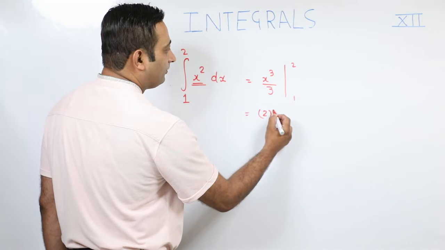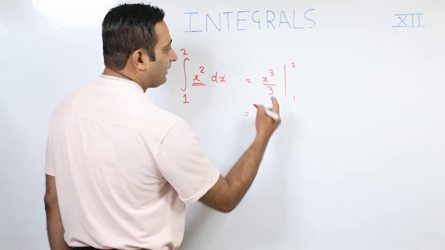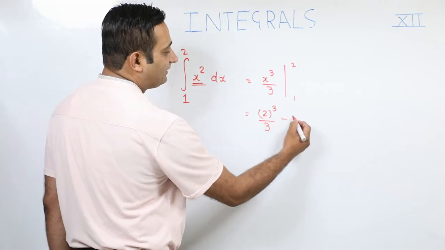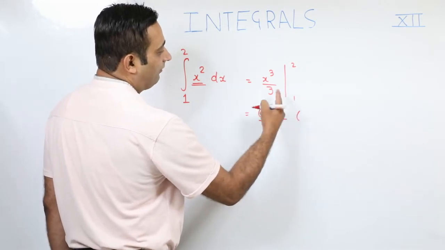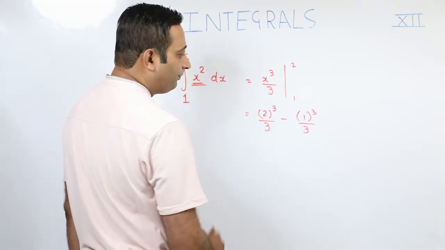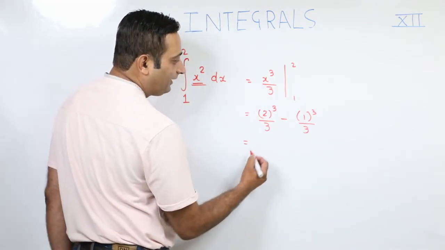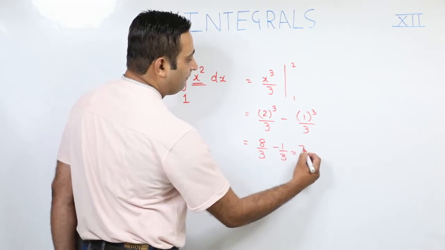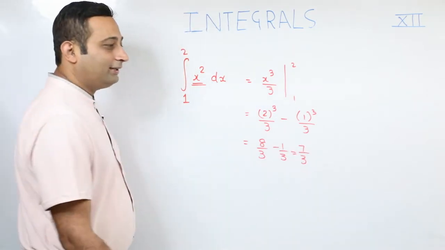So, the answer would be 2 cube by 3 minus 1 cube by 3. We have put the value of x equal to 2 here and will subtract the value 1 cube by 3 from 2 cube by 3. That is our final answer. That means 8 by 3 minus 1 by 3, which is equal to 7 by 3.